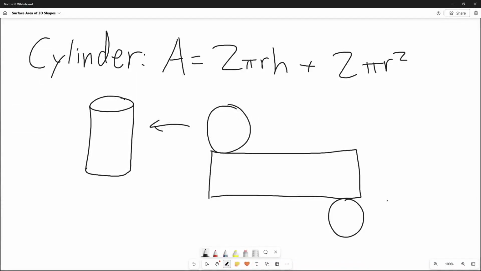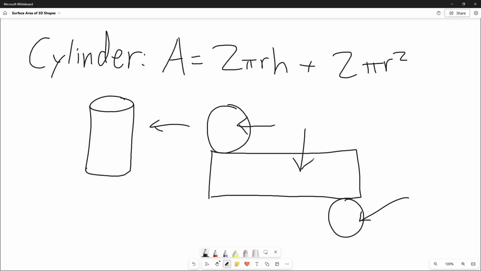Now let's talk about some other shapes. First, let's do the cylinder, and its surface area is given in the formula A equals 2 pi r h plus 2 pi r squared. And you will need to remember this one, but it's pretty easy to figure out because if you unfold a cylinder and draw the net, you have the two circles, which is given by pi r squared times 2.